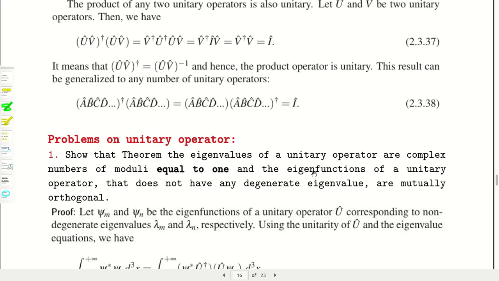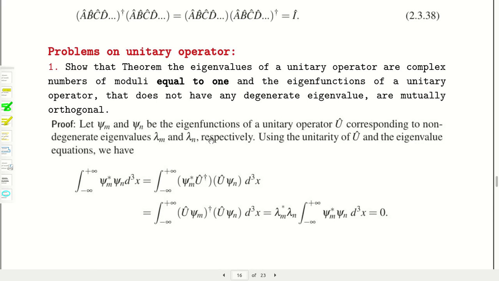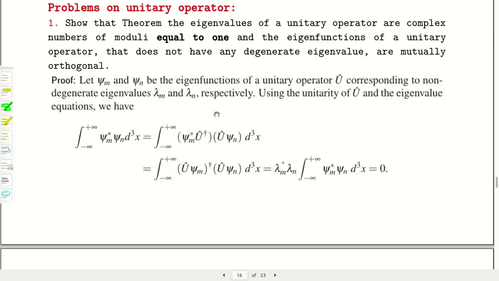Similarly, you can show this thing. Now let us take some examples, or important properties, of unitary operators. The first one: show that the modulus of the eigenvalue of the unitary operator is equal to 1, that is, it can be minus 1 or plus 1. So proceed this way.